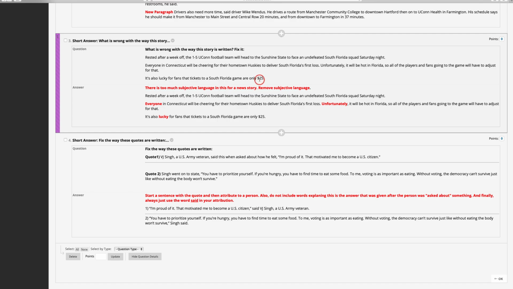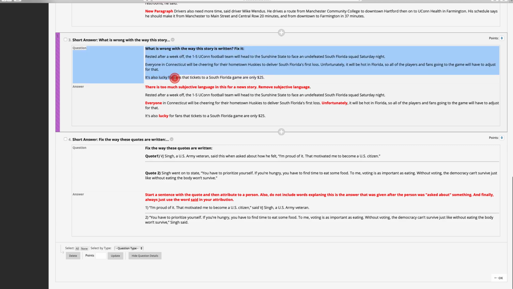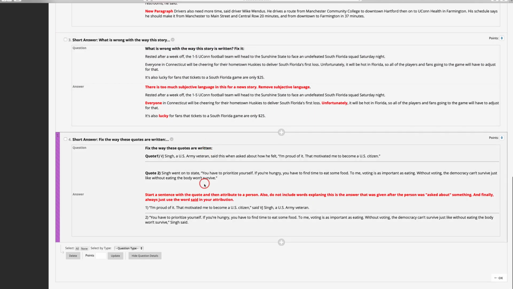So all I'm trying to say here is, why put it's lucky? Tickets to the game will be $25. Avoid that subjective language. And I point that all out here too. Okay, last one.